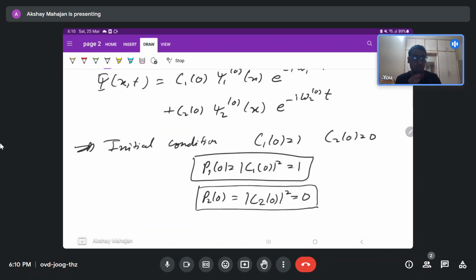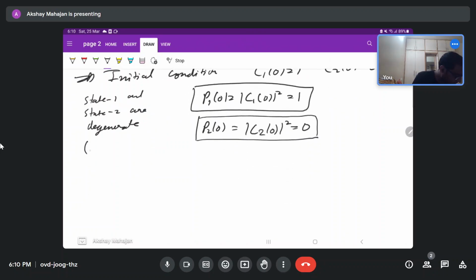Initially we are considering our system is in state 1 only, and state 1 and state 2 are degenerate. So that means omega 21, which is omega 2 minus omega 1, will be equal to 0, because these two states are degenerate.